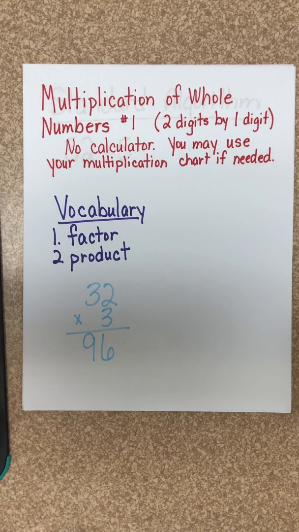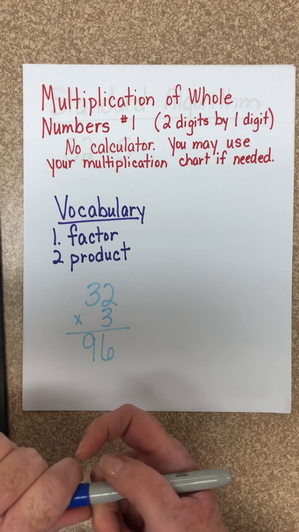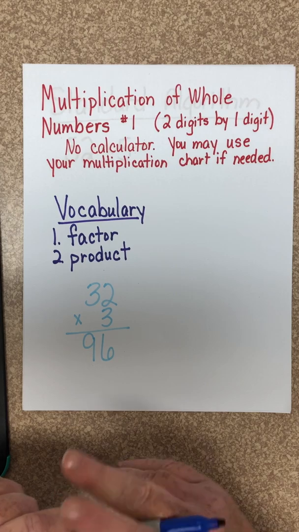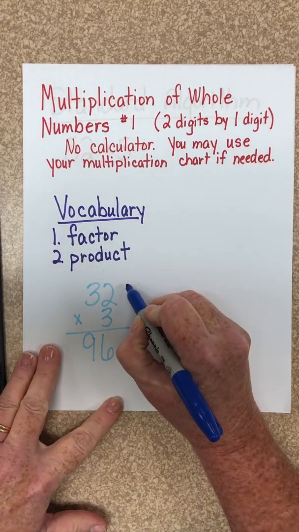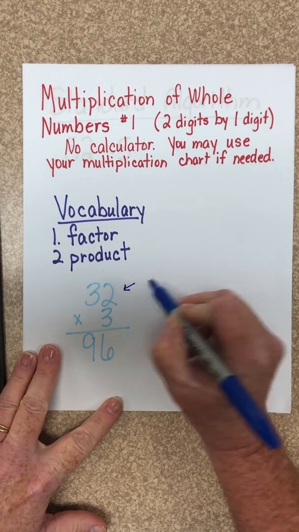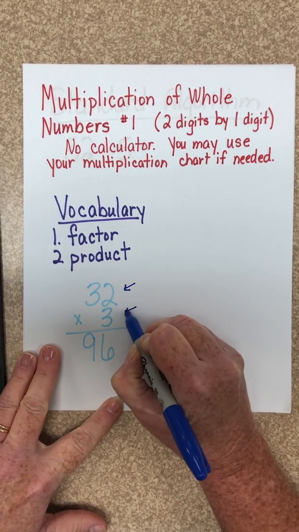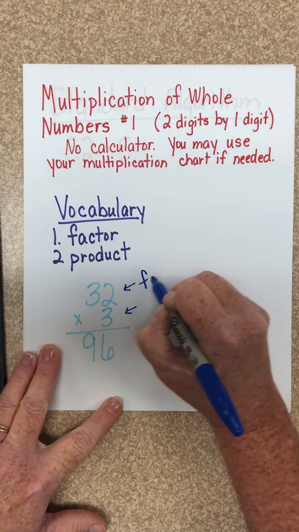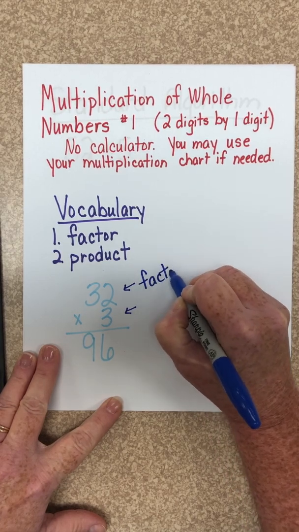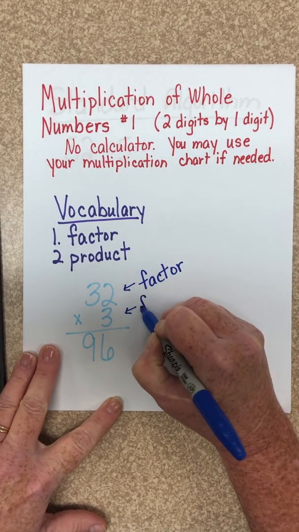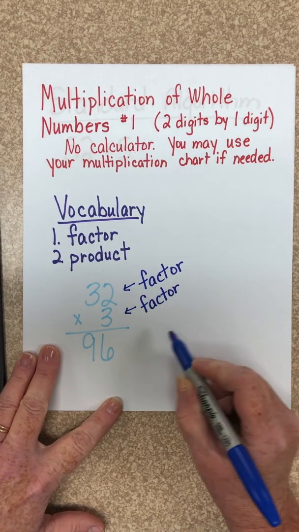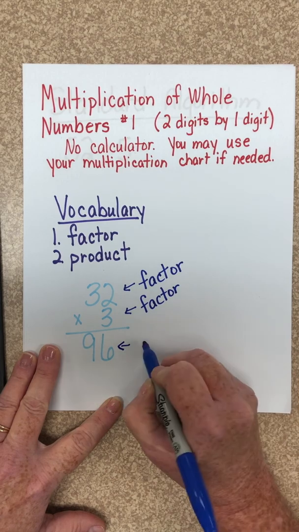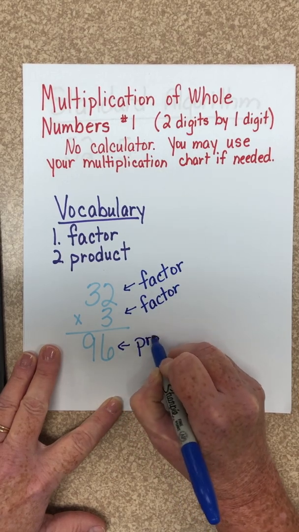2 words we need to know are factor and product. So let's look at the example that we have. 32 times 3 is 96. The numbers that you multiply together, as in the 32 and the 3, those are called factors. And the answer to multiplication is called the product.